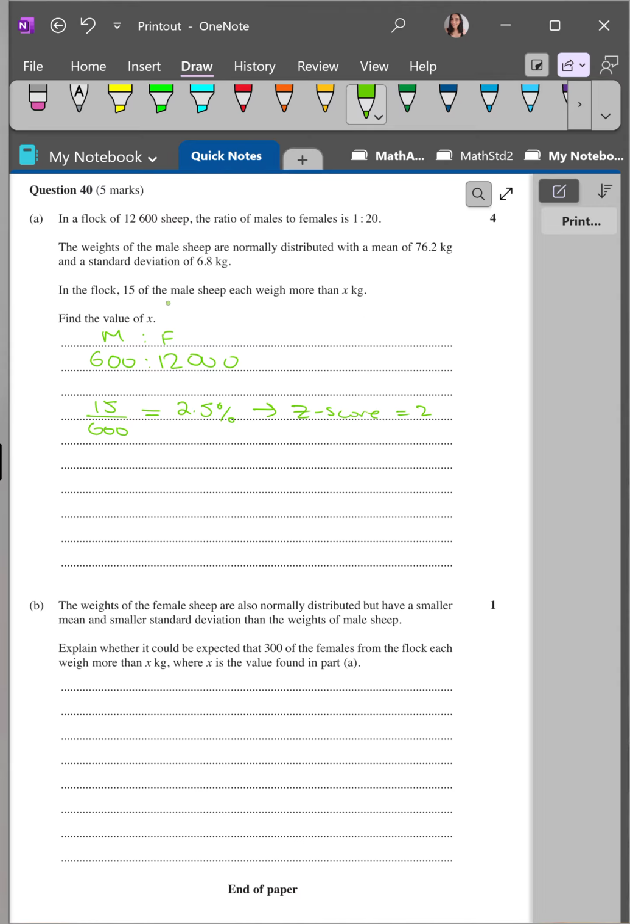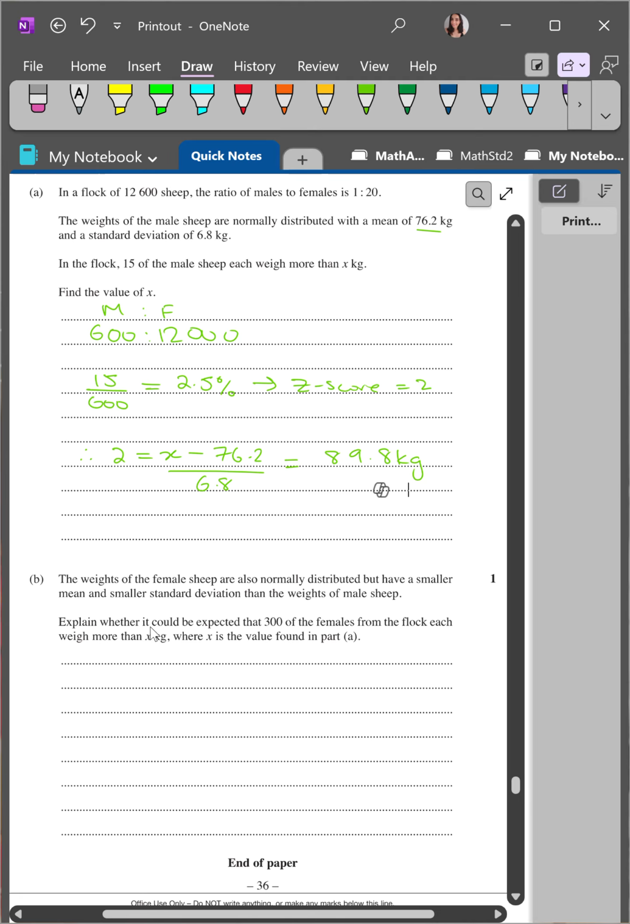It's +2 because they're asking in the flock, 15 of the male sheep each weigh more than X kilograms, right? So we're looking for the heaviest sheep. So if we use the z-score formula, we can substitute some of these values in. So our z-score equals 2, our X is our unknown weight, and then we're going to subtract the mean, which is 76.2 kilograms, and then we're going to divide that by the standard deviation, which is 6.8, and that gives us 89.8 kilograms.